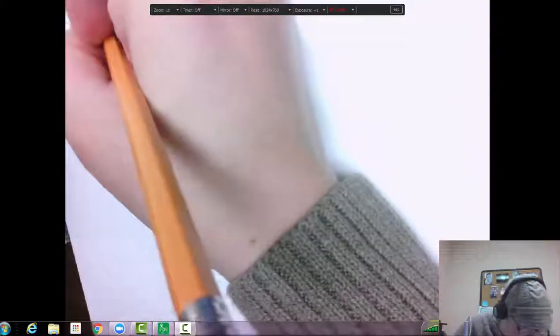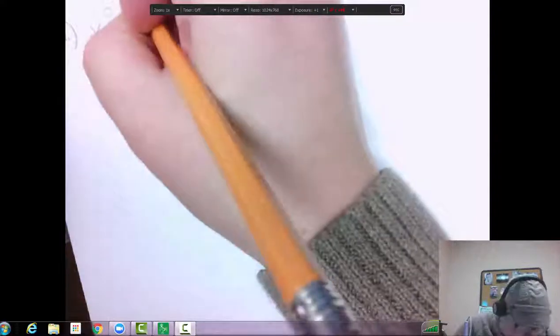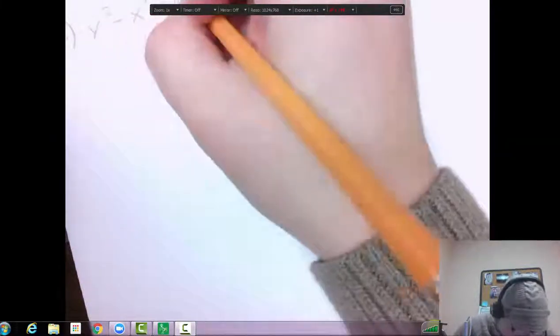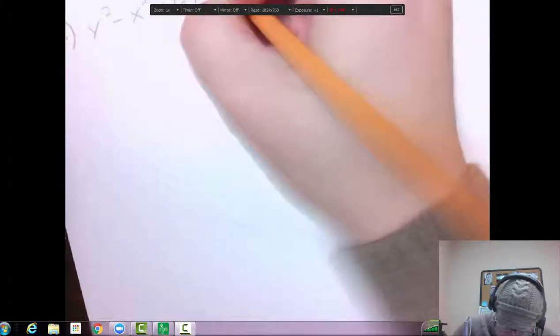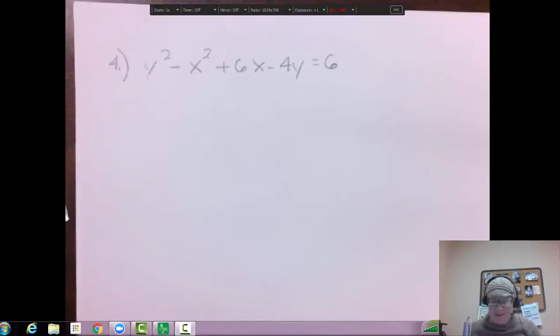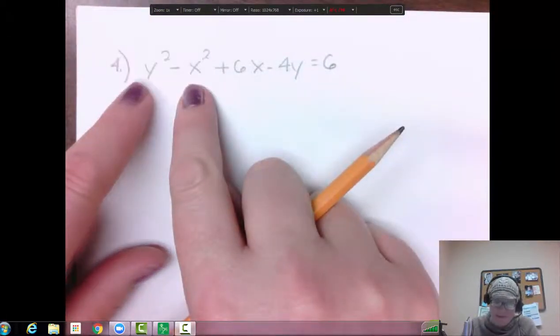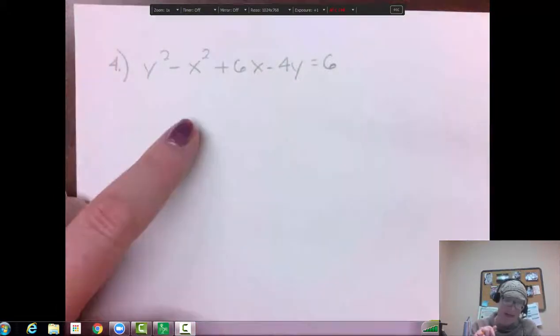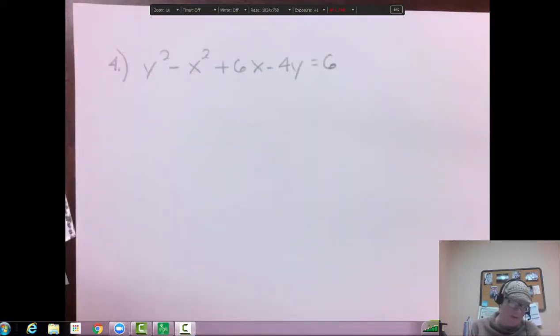Let's do one more. And this is pretty much the same problem, except it makes a different shape, just to mix it up a little bit. All right, so let's see here. If I have y² minus x² plus 6x minus 4y equals 6. So just looking at it, we have the two squareds. We have some minus signs in there, so my guess is hyperbola. That's just where you go when you start looking at that.